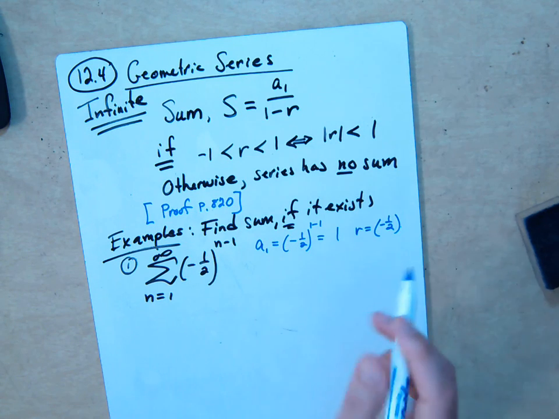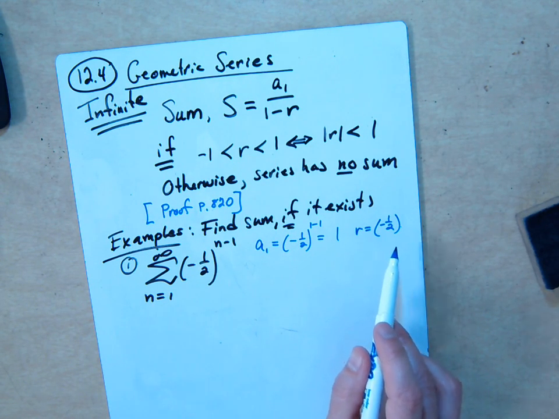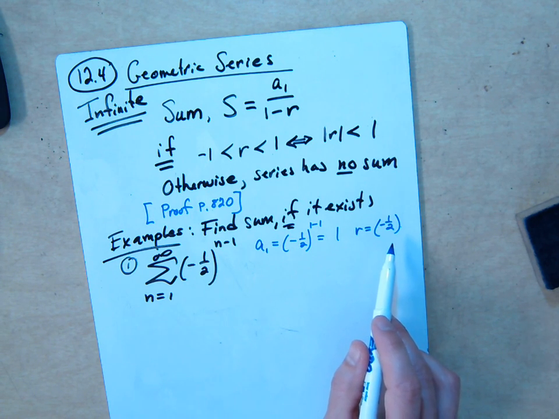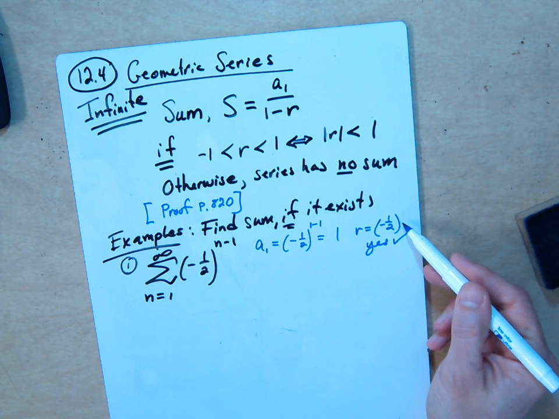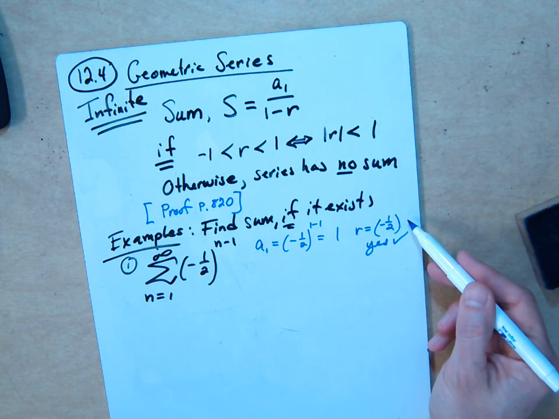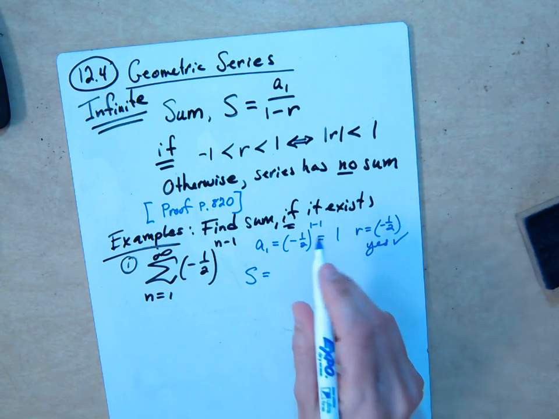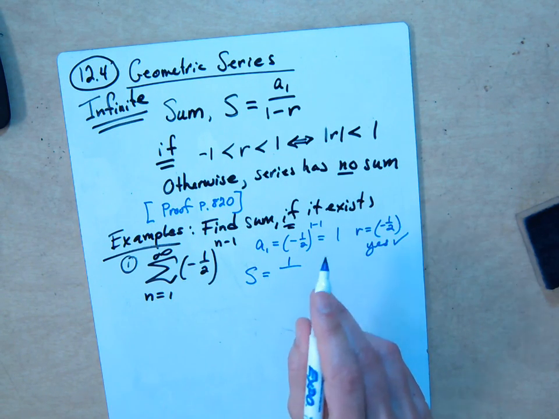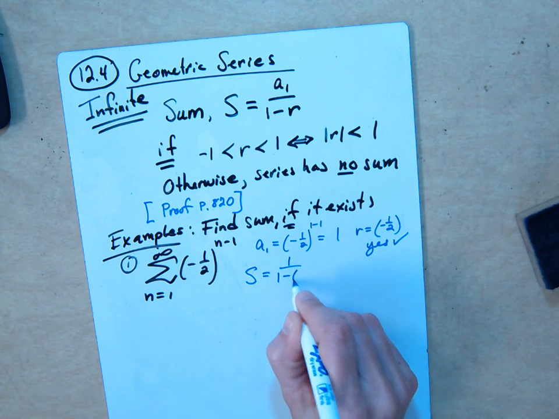Okay, so does this formula even work? Is r in the right place? Yes. So I want to say yes, check, we can use the formula because r is between negative 1 and 1. Otherwise, the problem is you could still use the formula and you'll get an answer and you'll think you have it and it's not right, because you shouldn't have used the formula in the first place.